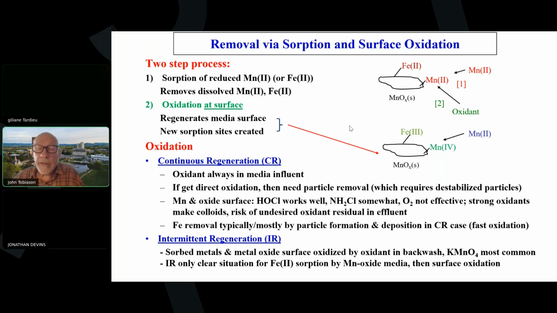The other method is what's called intermittent regeneration, where we run the metal oxide as an adsorber. It reaches a point where it's saturated, starts to break through. We stop the process, backwash the filter with permanganate usually, and oxidize the surface and backwash off particles and start again. So that's an intermittent regeneration.